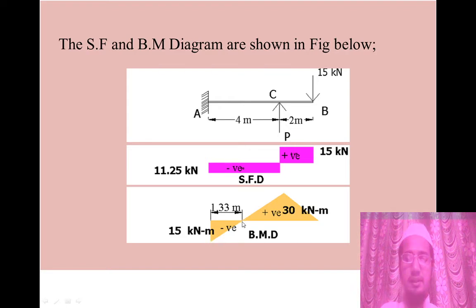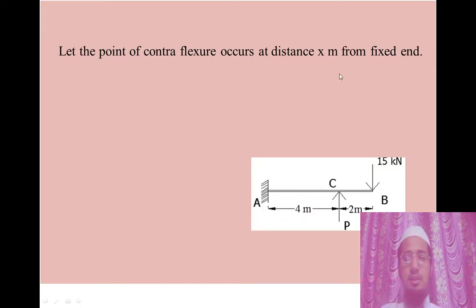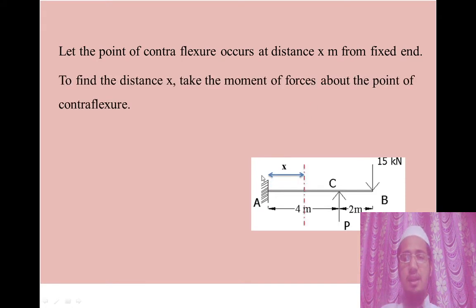Now here there is a moment changing from positive to negative, or net moment at this section is 0. Now this point is termed as the point of contraflexure. Now this distance is 1.33 meter. How to calculate this distance? Now let's see. Let the point of contraflexure occur at a distance of x meter from the fixed end. This is a beam. Let us consider a distance of x.